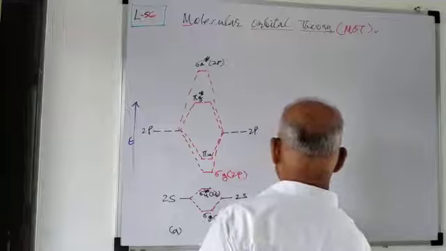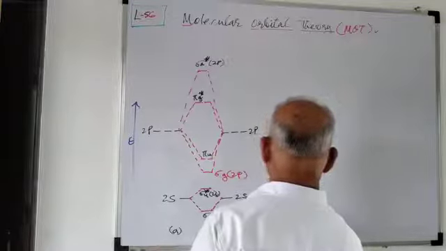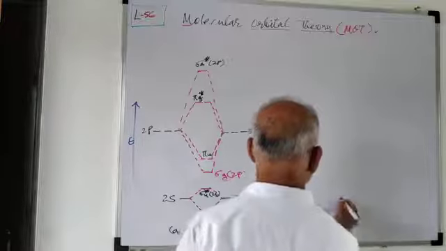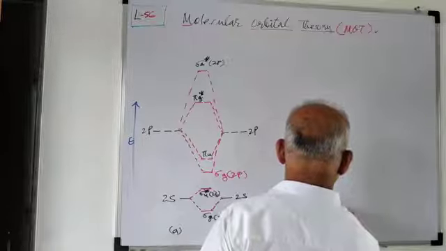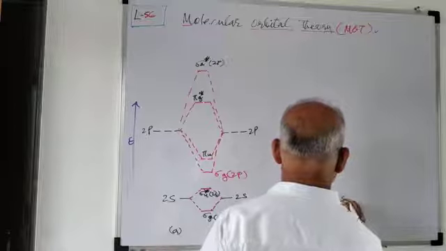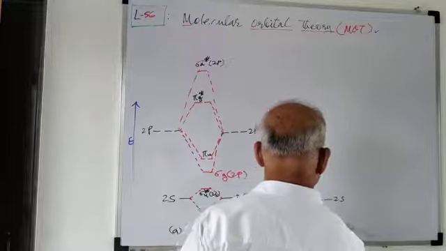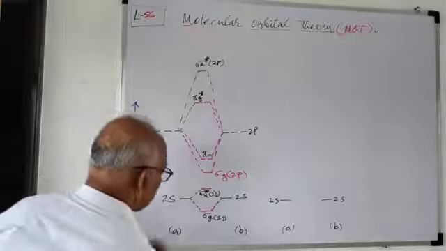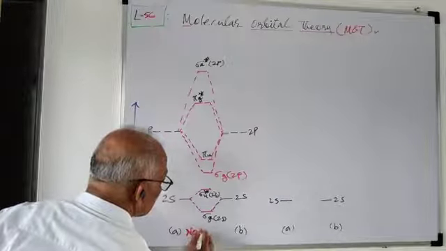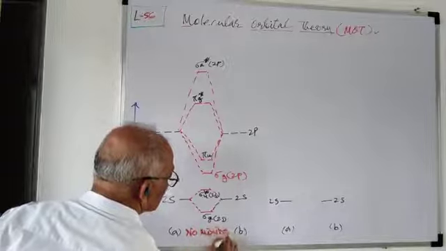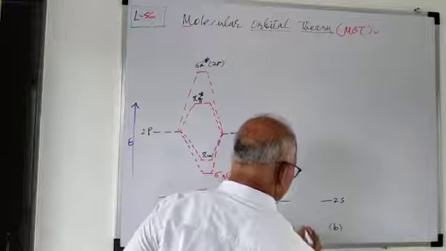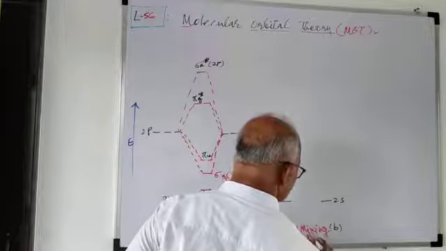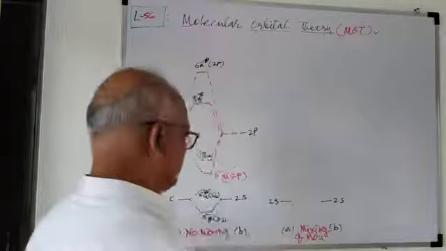So that has a structure like this. Say this is 2s of A and 2s of B. But here you will find that there is no mixing, and here there is mixing of molecular orbitals.